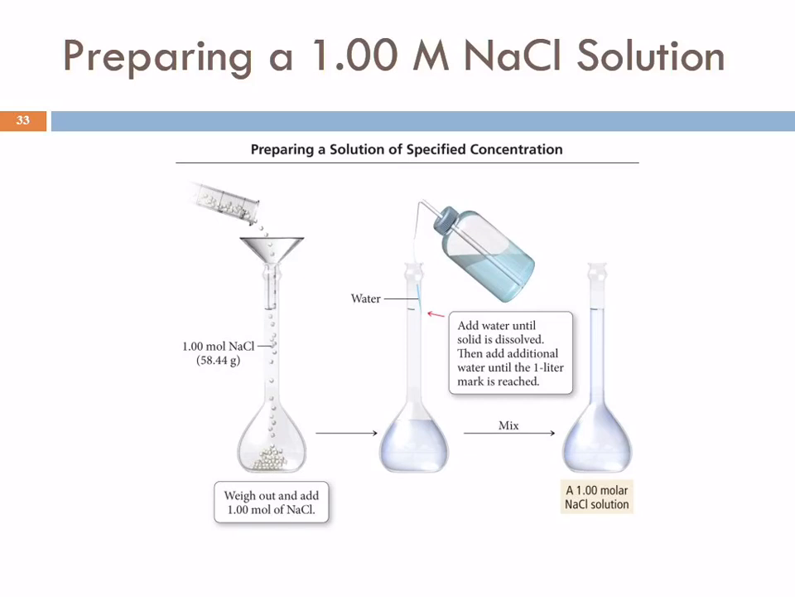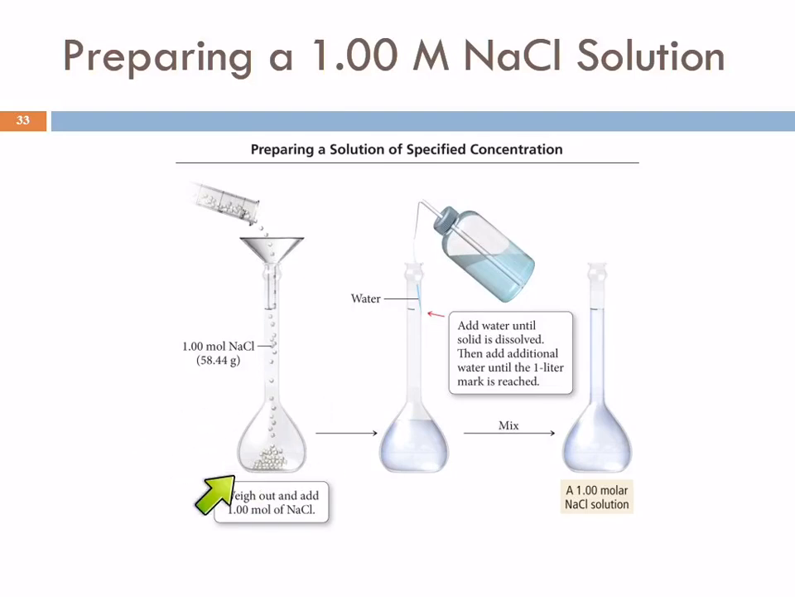Here's an example, illustration, I should say, of how you would prepare a solution of a known concentration. You are going to be doing something very similar to this in lab today. The masses and the size of the glassware is going to be different, but you're actually going to be using sodium chloride. So this is a 1 molar sodium chloride solution. So that means it has 1 mole of sodium chloride in 1 liter of solution.